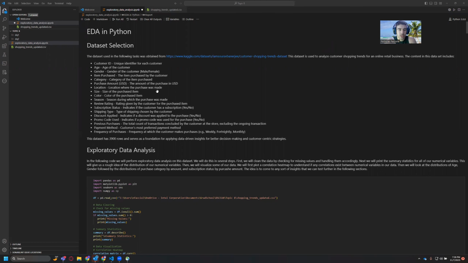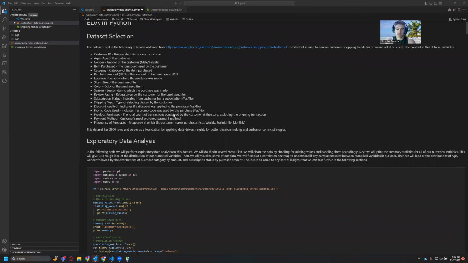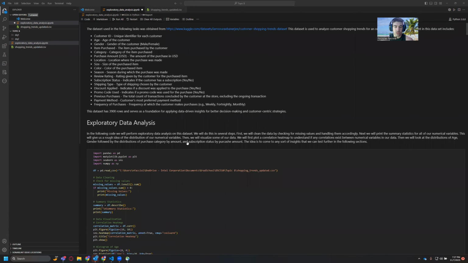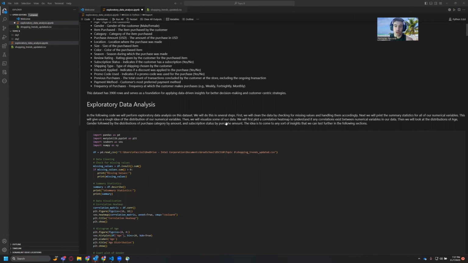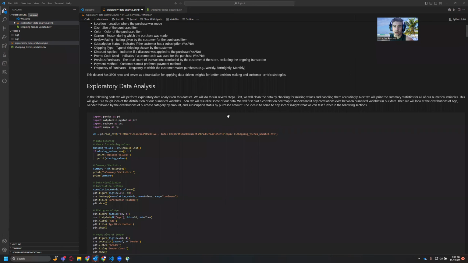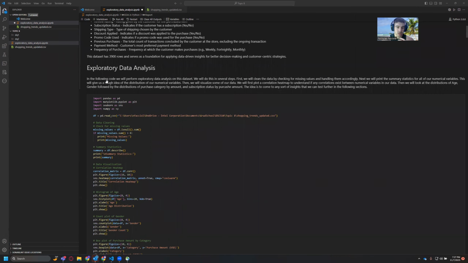So the first thing we're going to do is grab the data set and then just try to understand the trends in it so that we can perform more intensified research questions in the following sections. So the data set was grabbed from this link at Kaggle, and it's used to analyze customer shopping trends for an online retail business. So the content in this data set includes all of this listed here, and we have 3,900 rows, and it serves as a foundation for data-driven insights for better decision-making and customer-centric strategies.